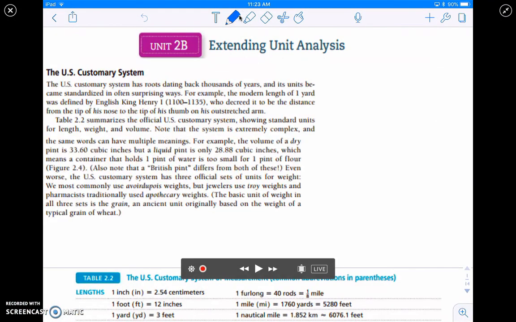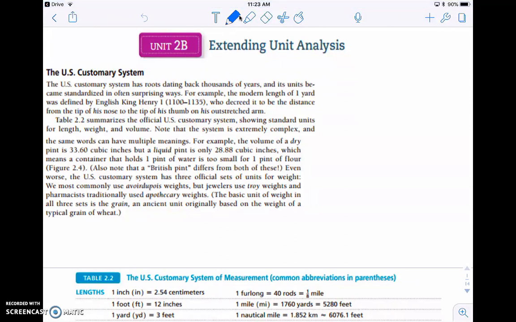Okay, in this video we'll be looking at Unit 2B, which is extending our unit analysis. And in here we're going to be looking at units in what we call the U.S. customary system, which are units that we're used to: inches, feet, yards, miles, etc. We're also going to be looking at the metric system, which is in meters and kilograms, milligrams, all sorts of different types of units that we can deal with in there as well.